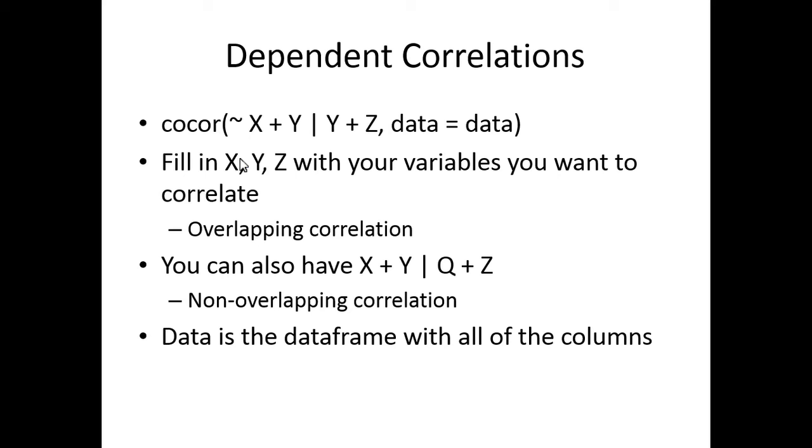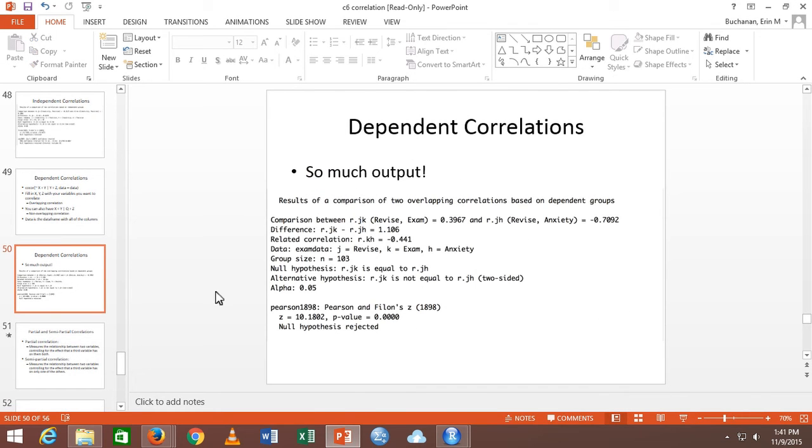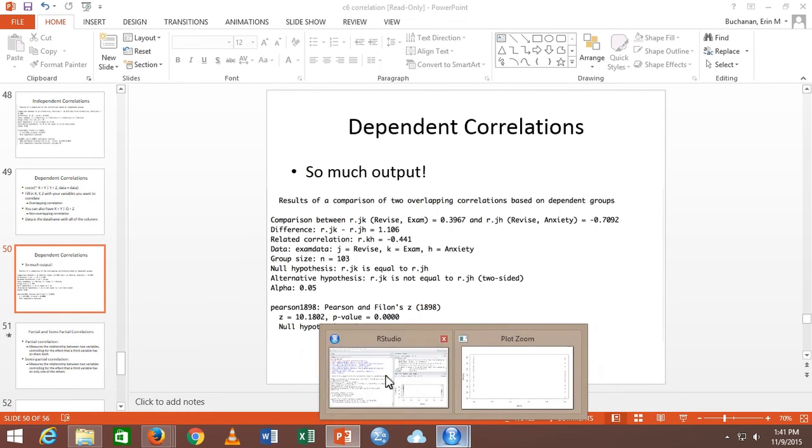This is an overlapping correlation example, and they overlap by Y. So this would be my exam to anxiety, exam to revision kind of example. You could also have X, Y, Z, and Q, but they don't overlap at all. So all you're doing is switching out the variable names here and the name of the data set. And then I have so much output because it does give you a bunch.